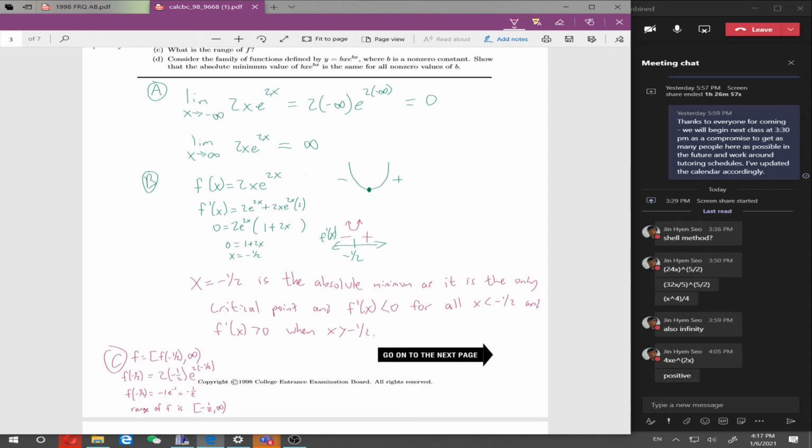Okay, last one. I want to take the family of functions that are defined by y equals bx e to the bx, where b is a non-zero constant, and prove that the absolute minimum value is the same for all non-zero values of b. Okay, so we're going to do the exact same thing that we did last time, and find the absolute minimum value of the general form, y equals bx e to the bx.